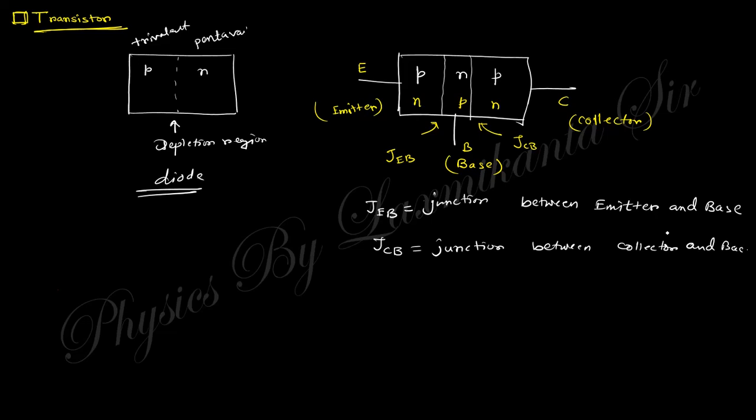Depending upon whether these junctions are forward or reverse biased, there are different named regions here.